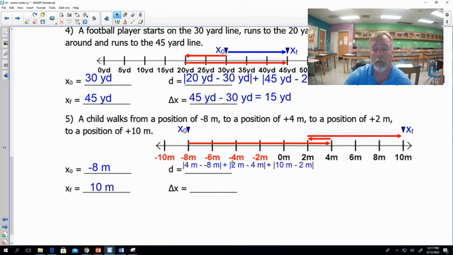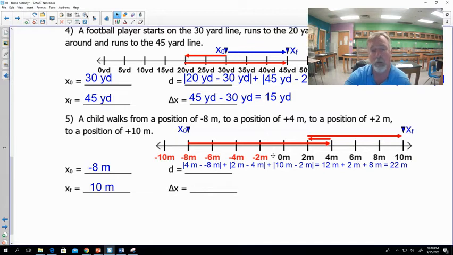So for each one of these 3 terms, how far did they go? 4 minus -8, that's 12. We drop the sign, it stays 12. 2 minus 4, that'd be -2. Drop your sign, make it absolute value, and that gives you +2. And again, 10 minus 2 gives you 8. So how far was our total distance that this child walked? It's 22 meters. We just add all three of those legs together.